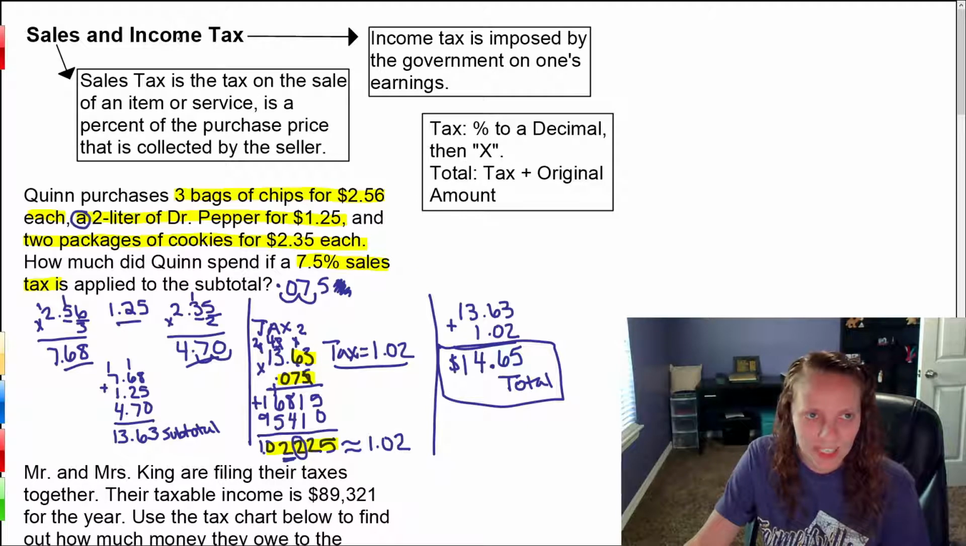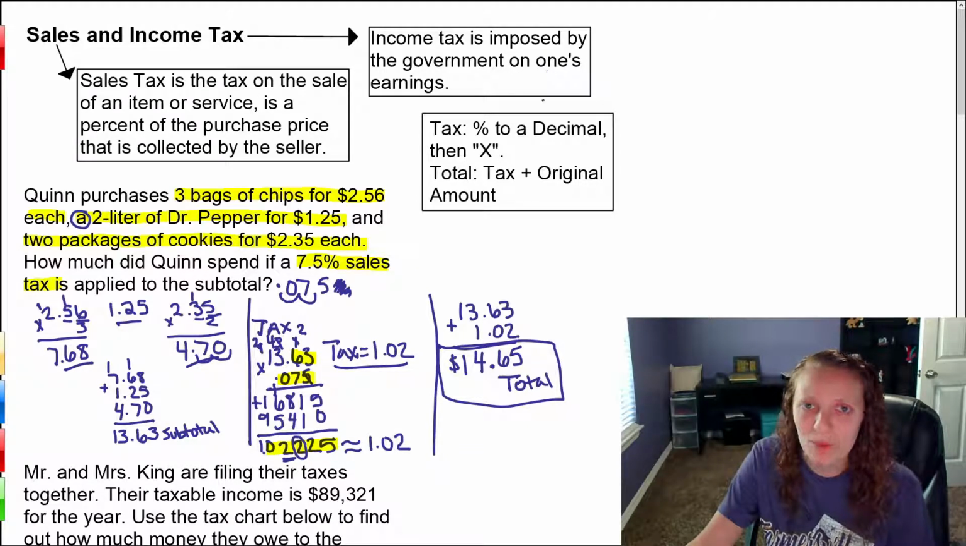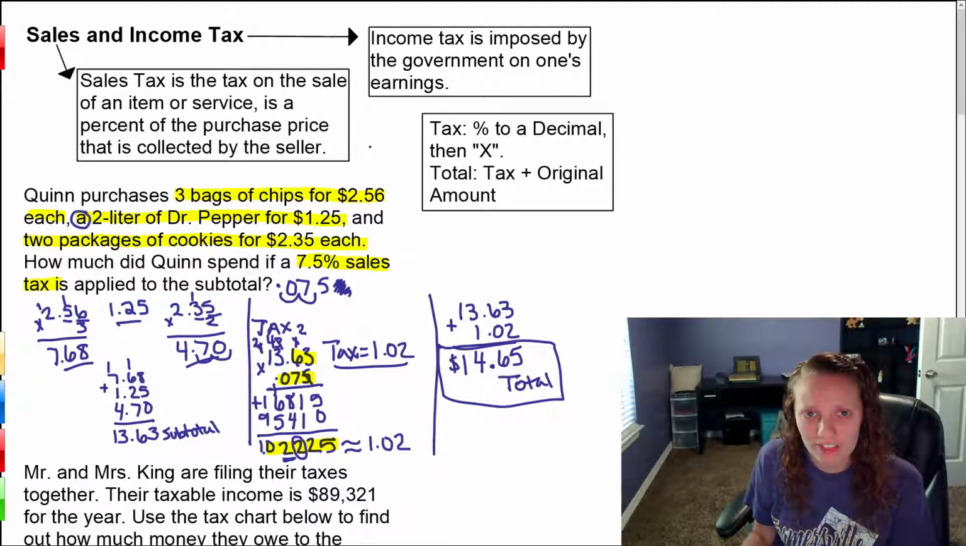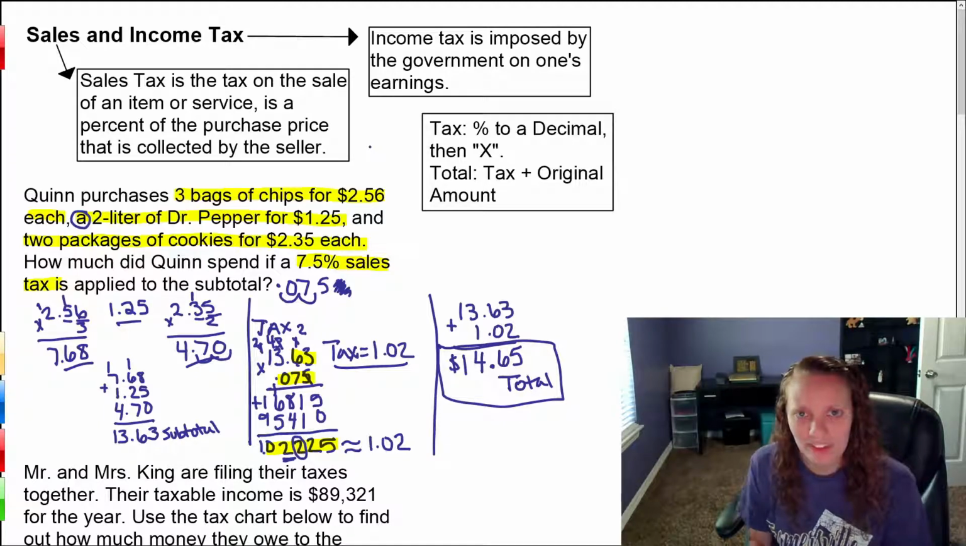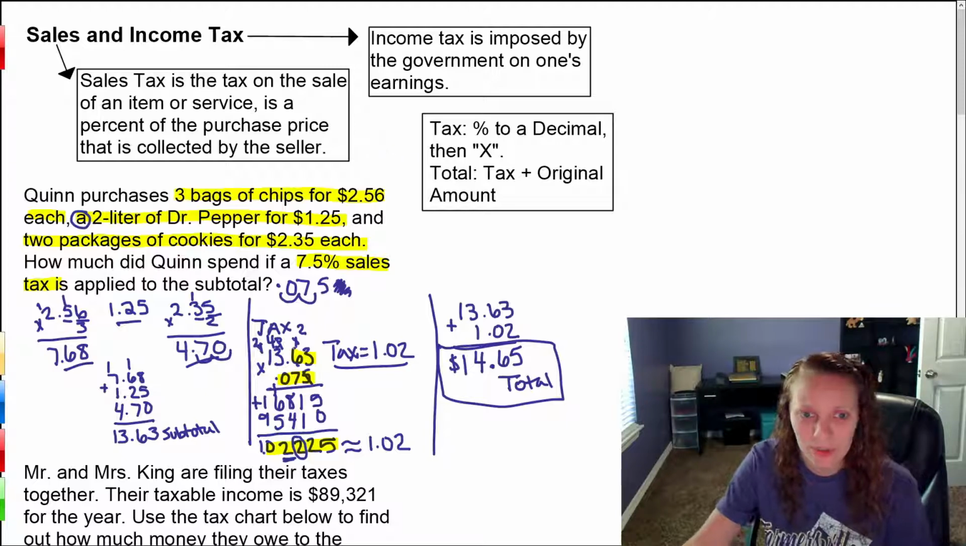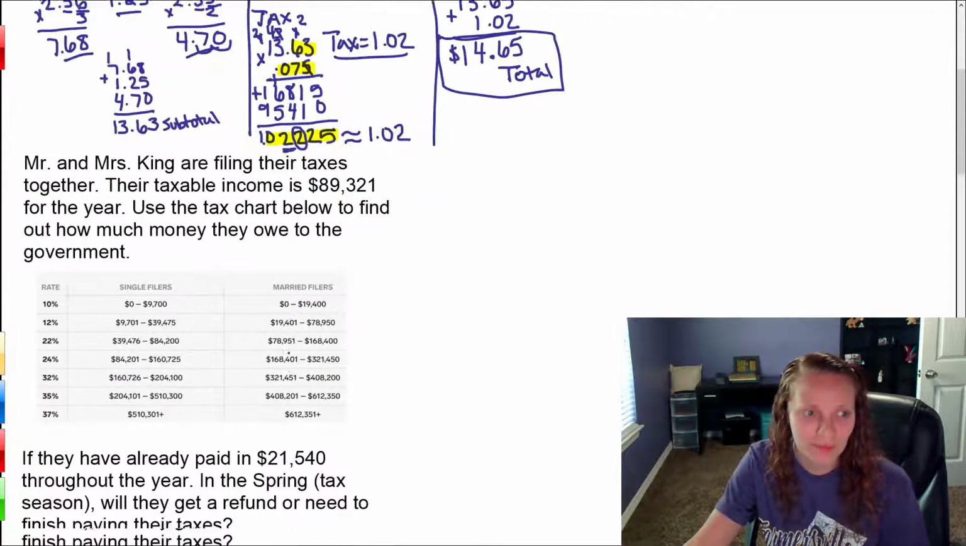Okay, the next type of tax is called income tax. Income tax is imposed by the government on one's earnings. So when you get a job, you're going to be expected to send in a percentage of your money to the government to help pay for things. It's the same kind of deal as sales tax. The only thing with income tax is it makes however much money you're earning go down because you're sending that money in. But again, we're dealing with percentages here.